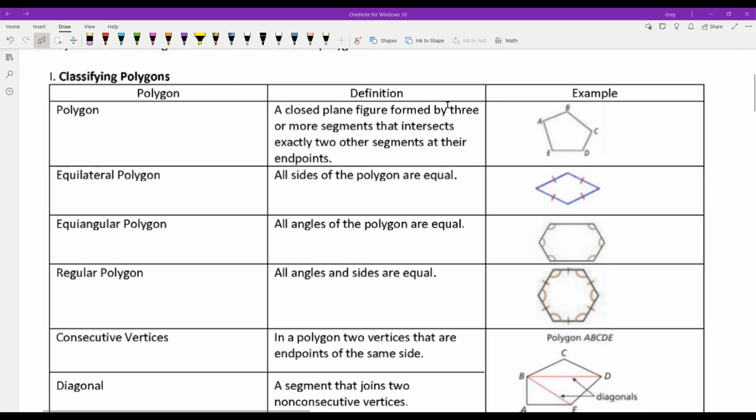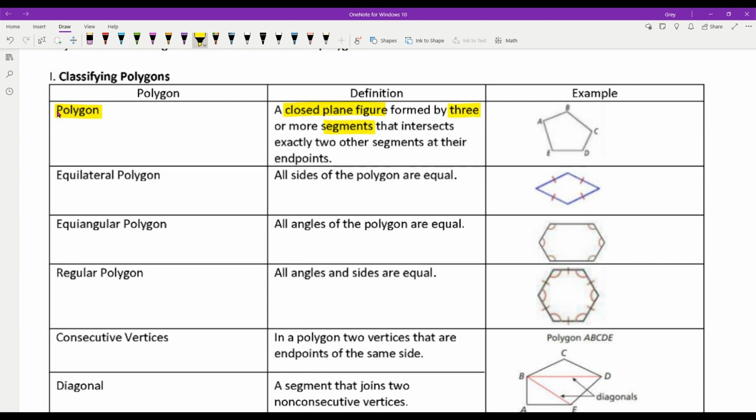Today's lesson is 7.1 polygons. So we have more definitions, not nearly as bad as what you had in the last chapter. But first off, a polygon, that is the wrong pen. A polygon is a closed plane figure formed by three or more segments.